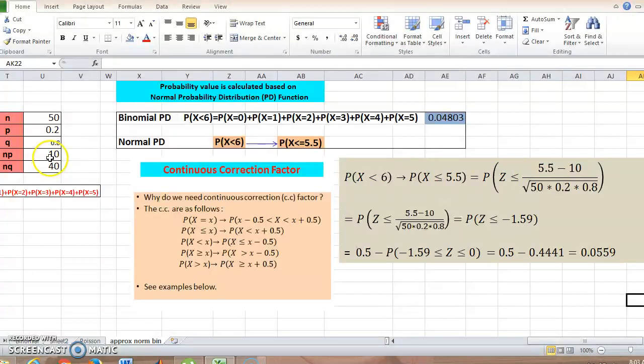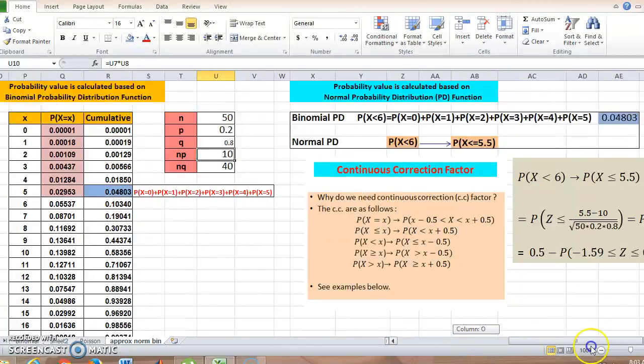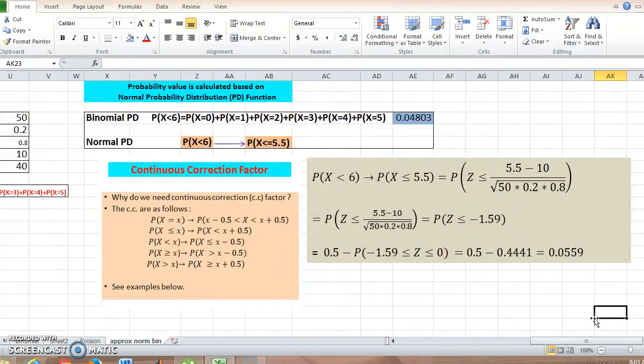We know that the mean is np and variance npq. So the mean is 10, and this is divided by the standard deviation, which is given by square root of npq. So z equals x minus mu, your mean, divided by standard deviation. I simplify my right hand side, so I will get negative 1.59. You can use your calculator to check the computation.